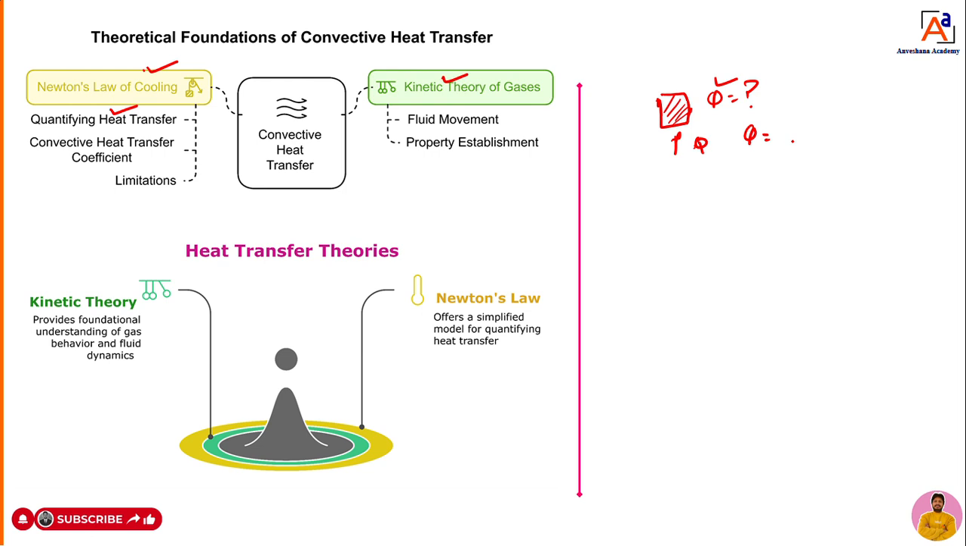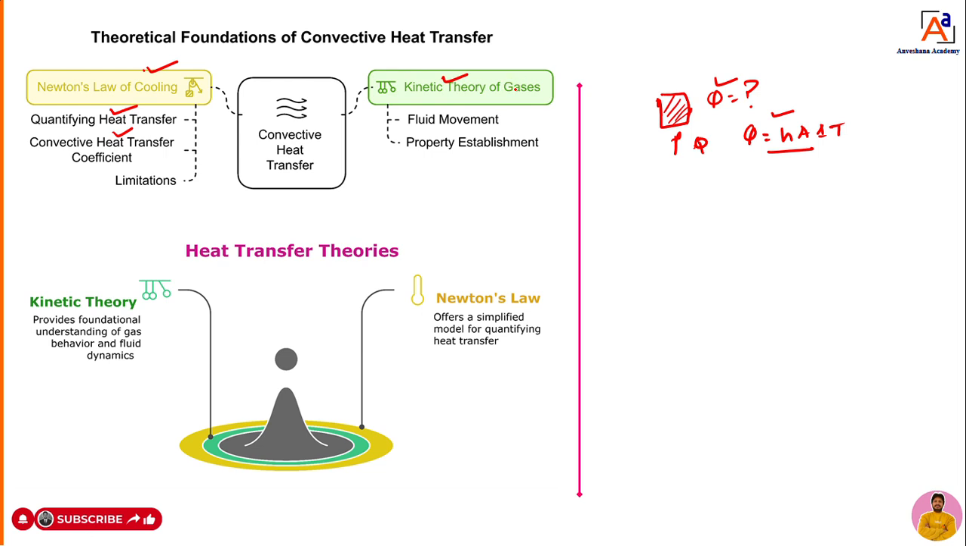That expression is what? H into A into delta T. This expression is given by whom? Newton. That law we can call the Newton's law of cooling. That law can be expressed in terms of an expression, and it is a concise statement. To transfer the heat, convective heat transfer plays a very important role. That is also well explained in the law.